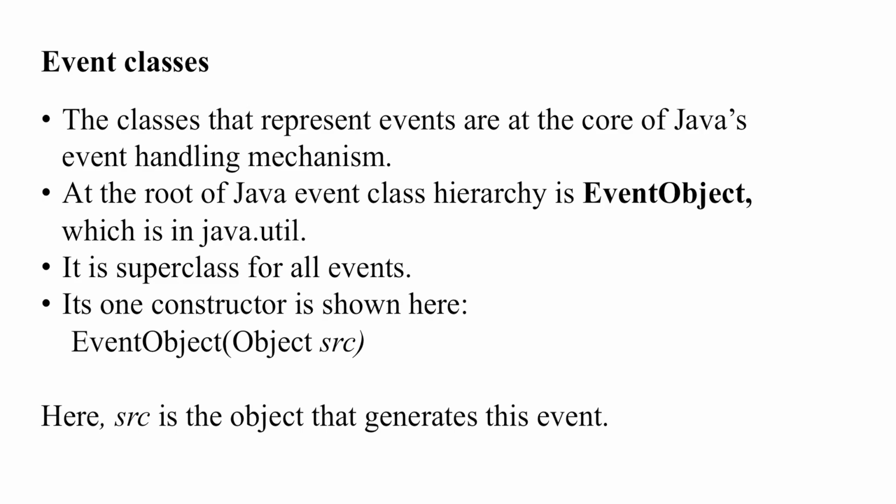Event classes. There are a number of classes which represent events in core Java for the event handling mechanism. At the root of the Java event hierarchy, we have EventObject, in java.util, which is the superclass of all events. We can represent one of its constructors like this: EventObject(src), where src is the object which generates the event, that is, the source.